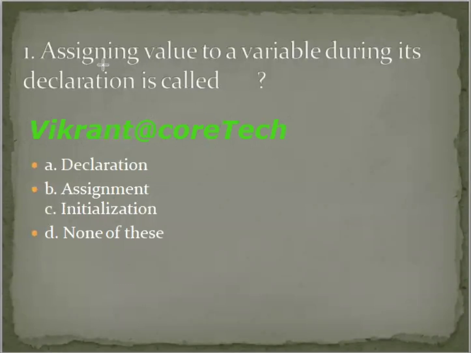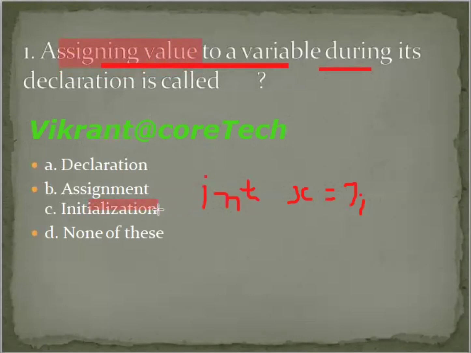Assigning a value to the variable during its declaration. It means that if I am declaring a variable, creating a variable, say int x, what will I say if I am writing ahead equal to 7? So the question's language is assigning a value, which is initialization in the case of a Java program.